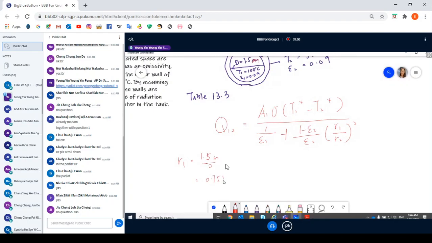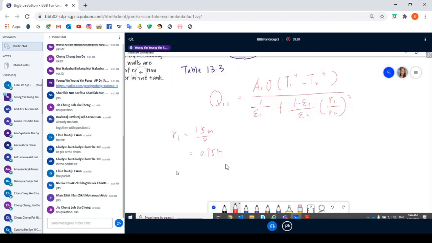0.75 meter. Okay, so similarly, you need to calculate that mean R2, which is 0.75 meter plus 0.02 meter is 0.77 meter. Okay. After that, you can continue with the substitutions over here.